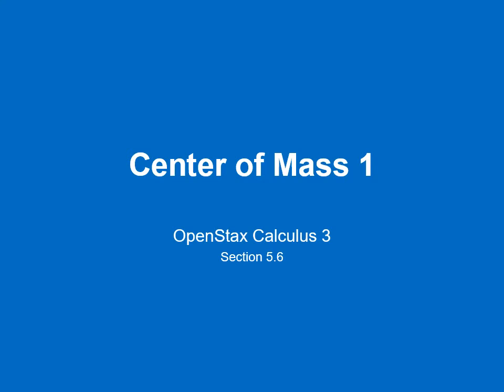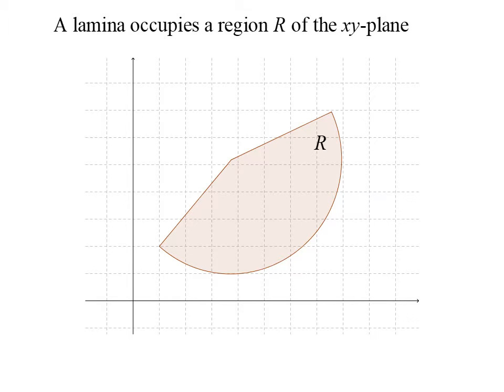Section 5.6 is split into two parts. In the first part, we're going to take a look at two-dimensional objects known as lamina, and in the second part, we'll take a look at the same calculations involving three dimensions.